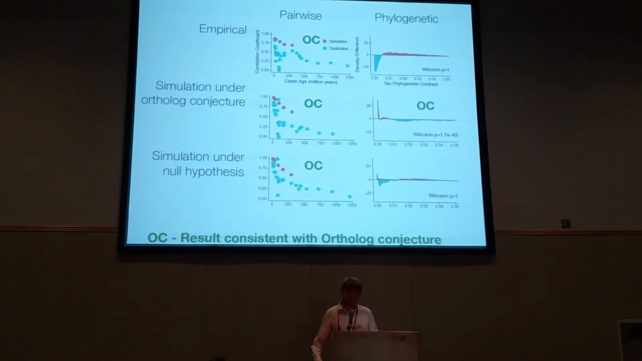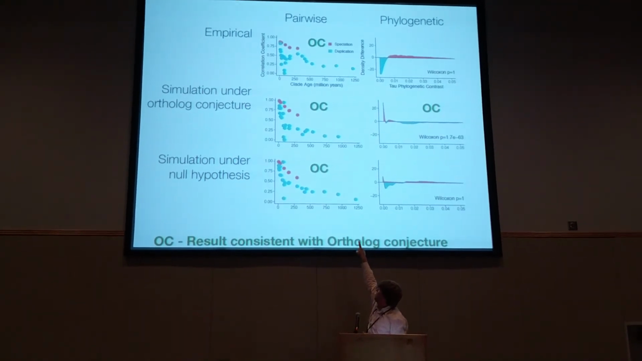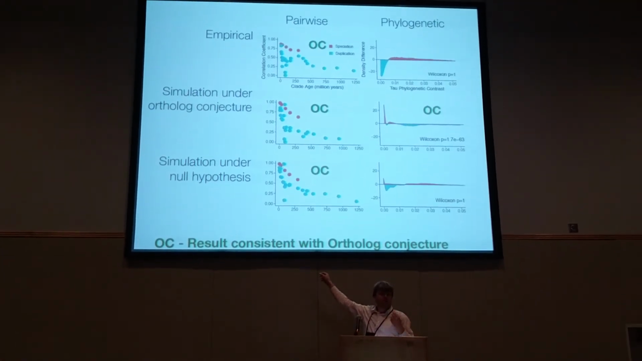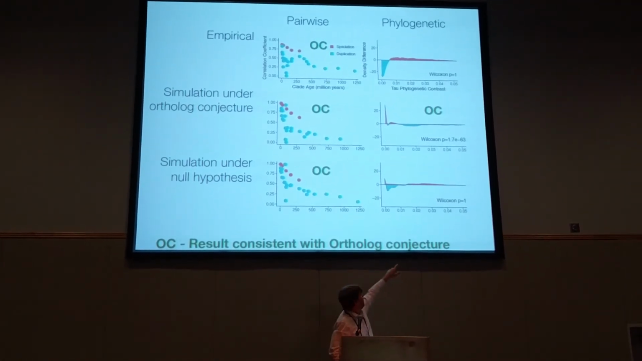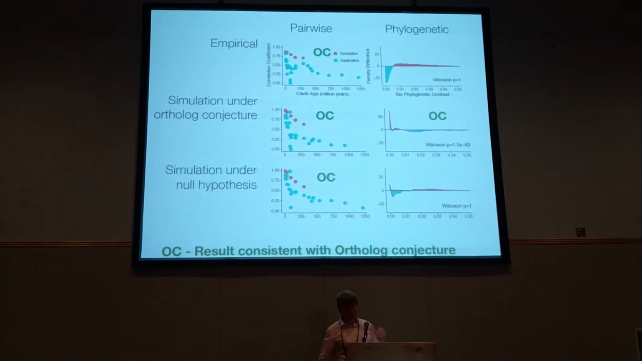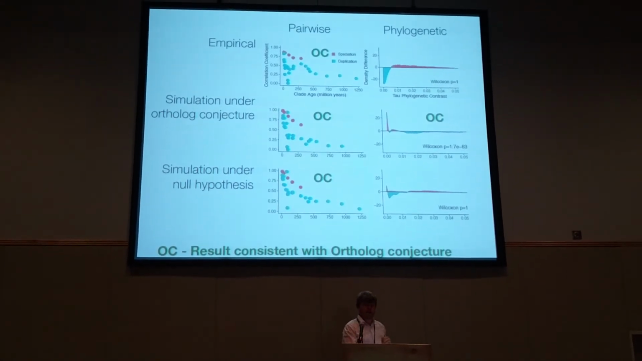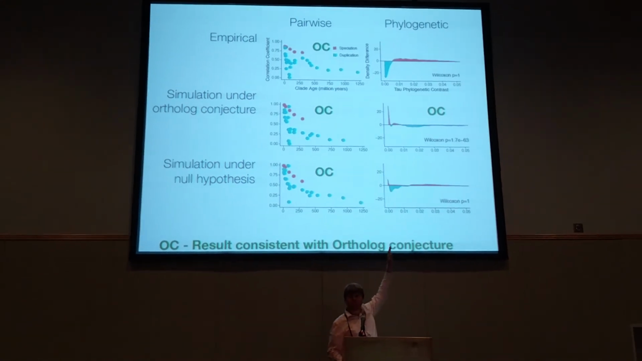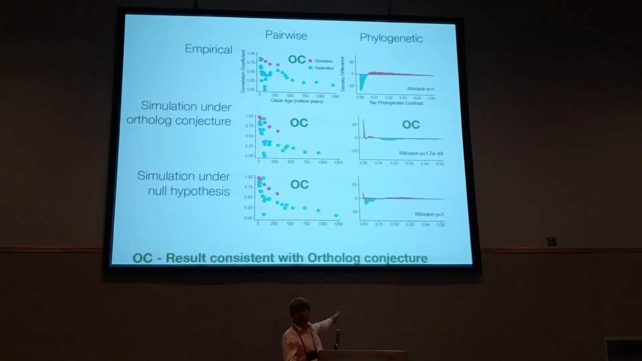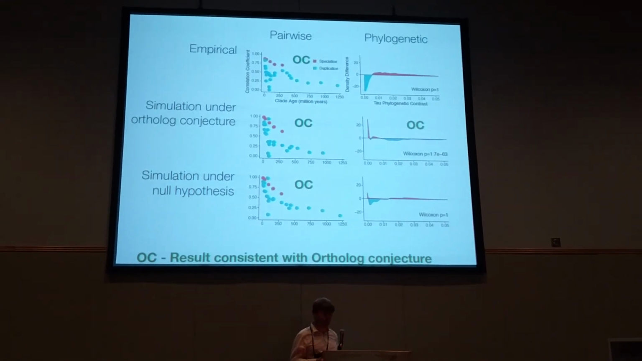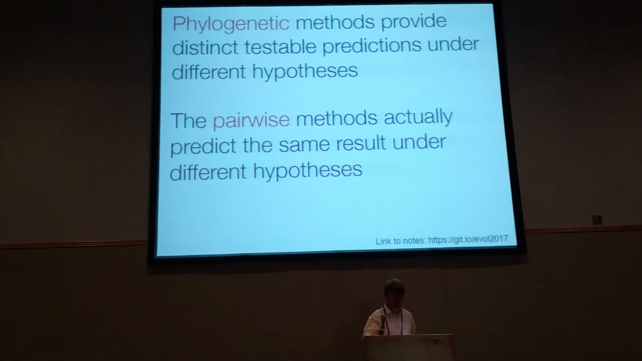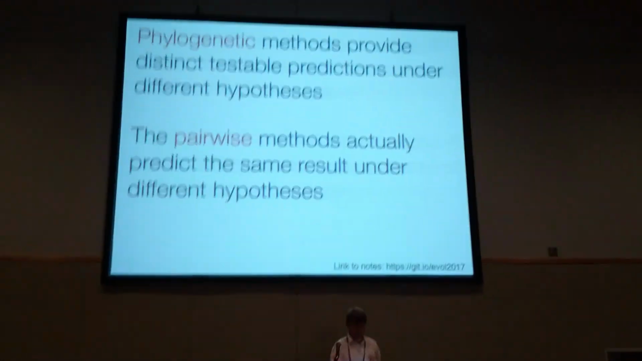If you note, all three of these pairwise plots look very similar, and are all consistent with the expected prediction of the ortholog conjecture. But the phylogenetic plots are different. They give different results when we simulate data under the ortholog conjecture versus the null hypothesis. So not only are the results different between the pairwise and the phylogenetic methods, the pairwise methods don't vary depending on what process you're describing; the pattern is invariant. The phylogenetic methods provide distinct testable predictions, whereas the pairwise methods do not.